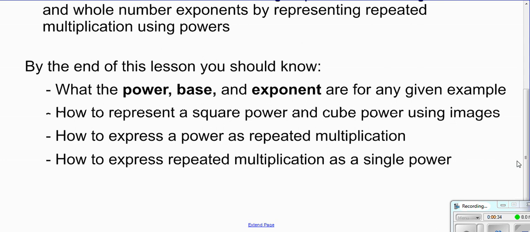We're also going to look at different diagrams that represent square powers and cube powers. And we're going to use repeated multiplication and then represent it as a single power. So those are the 3 or 4 main things that we're going to be investigating today.